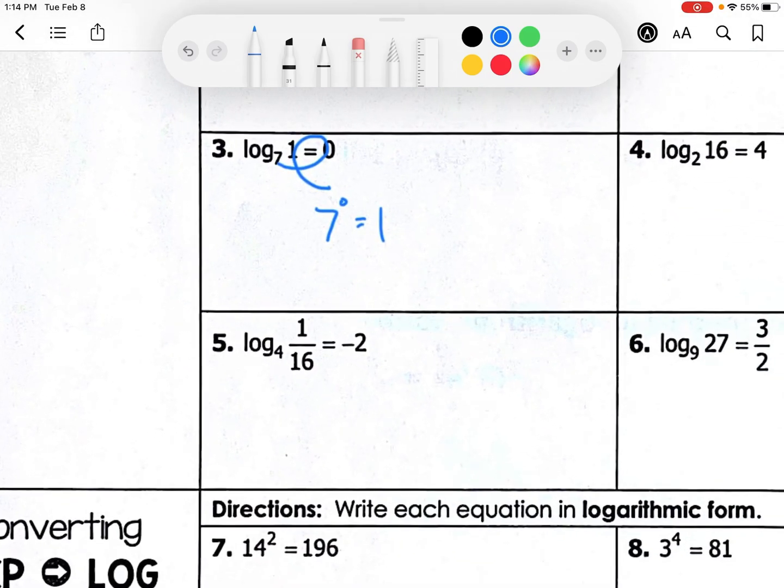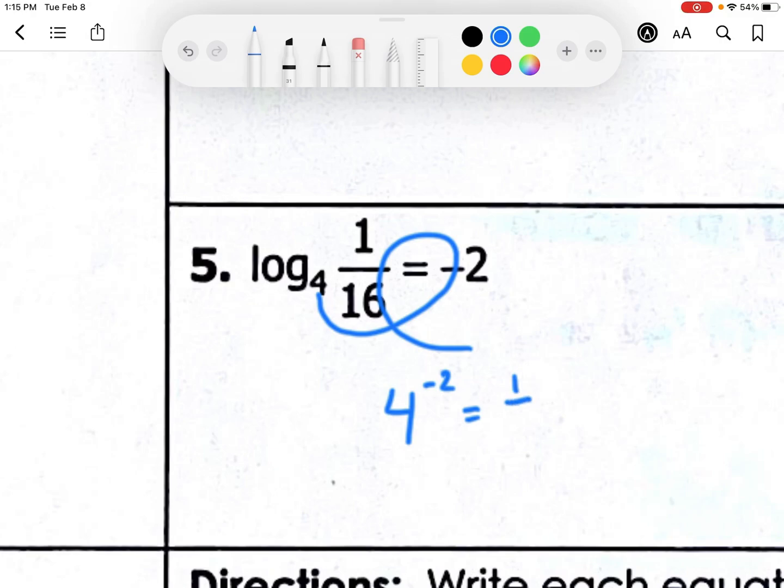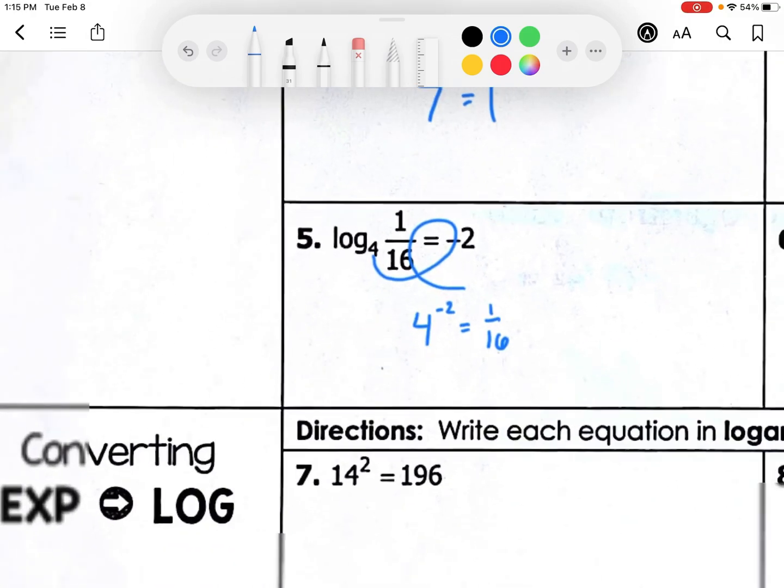And just so you know, if there isn't a number down here, you're going to assume it is the number 10. A normal log has an imaginary 10 right there. Just keep that in the back of your mind for future examples. Doing number 5 now, 4 raised to the negative 2 power is 1/16. And that's how you rewrite logs to exponential form.